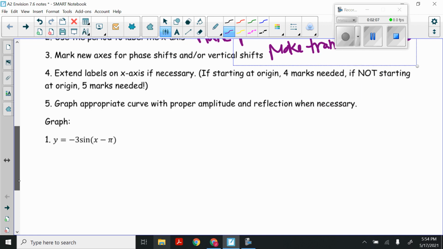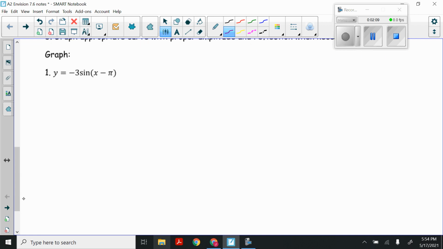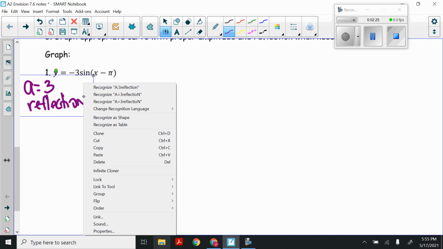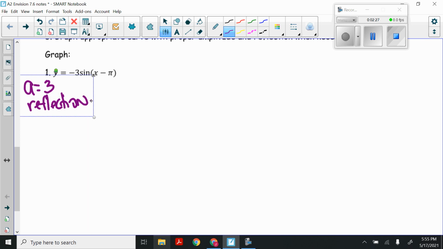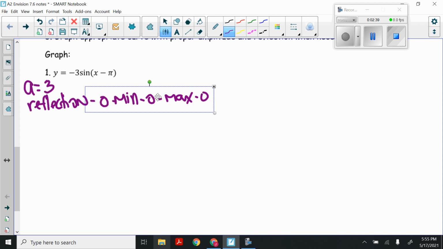All right, so number one, we're going to graph y equals negative 3 sine of x minus pi. Okay, I see that my amplitude is 3, and I have a reflection. So I know that sine usually starts at 0 and goes 0, max, but since it's a reflection, it's going to go 0, min, 0, max, 0. The period hasn't changed, so our period is still 2 pi.